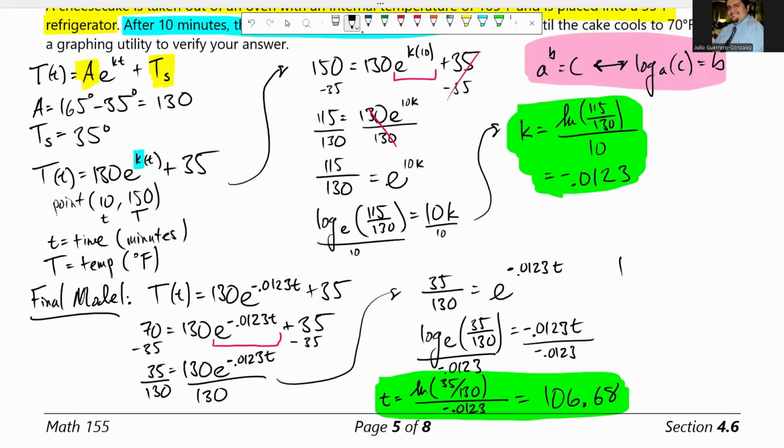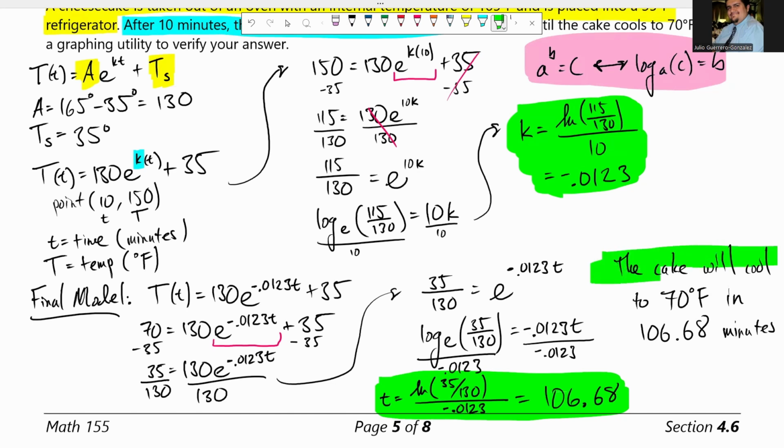So the cake will cool to 70 degrees Fahrenheit. That's what we were solving for. The cake will cool to 70 degrees Fahrenheit in 106.68 minutes. And I'm going to highlight that. Okay.